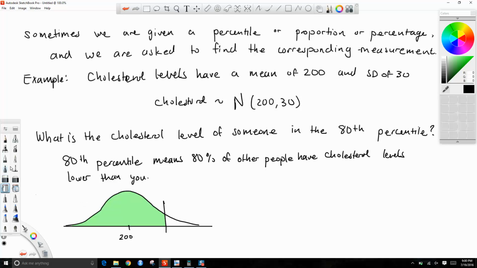Okay, so this shaded area is 80%. And I want to know, what is the number here? What is the cholesterol number that goes with 80%? Does that make sense? Okay, so to get this, we first want to find the z-score that gives us 80%. So first, find the z that gives 80%.